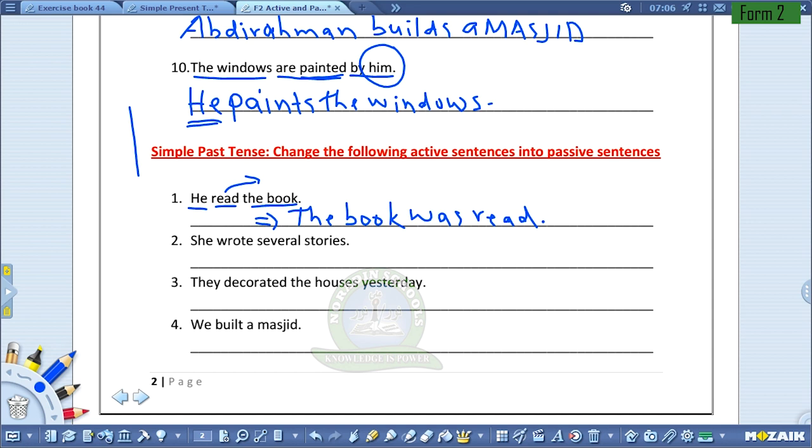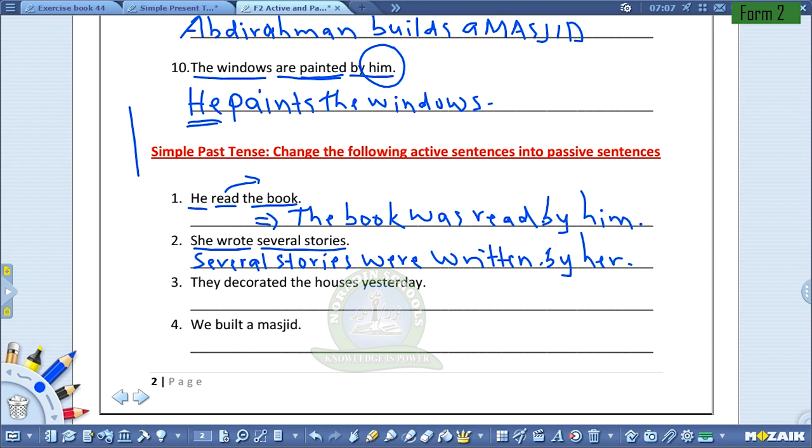The book was read by him. She wrote several stories. Here is the subject, she, and the verb is wrote. This is also an irregular verb. We can start like this, several stories. Was or were? Yes, were, because it is plural. Several stories were. Here we have wrote. Its base form is write, then wrote, and the past participle is written. Several stories were written by her.